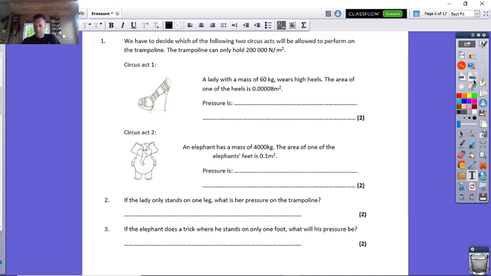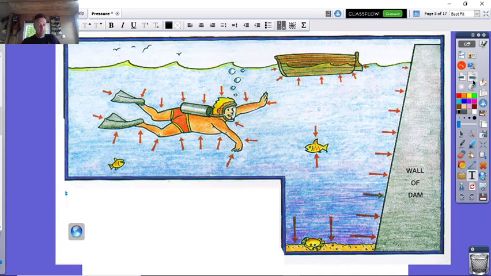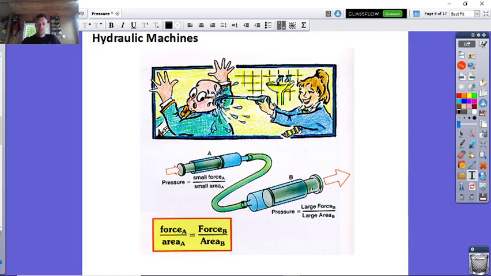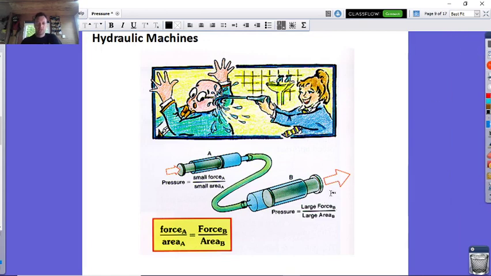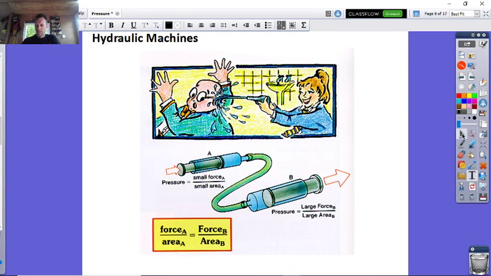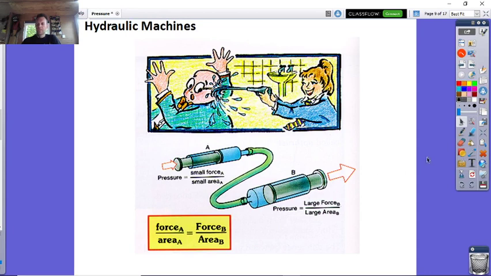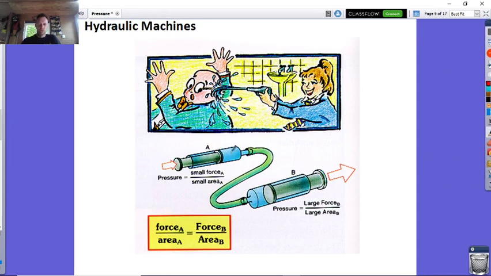Now, hydraulics are used in everyday life all over the place. So this is probably the most simplistic hydraulic machine you can imagine. Imagine you've got two syringes, A and B. Syringe A is a small syringe with a small area, and B is a large syringe with a large area.